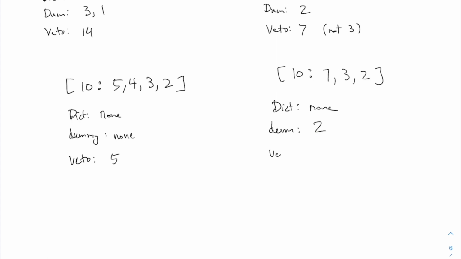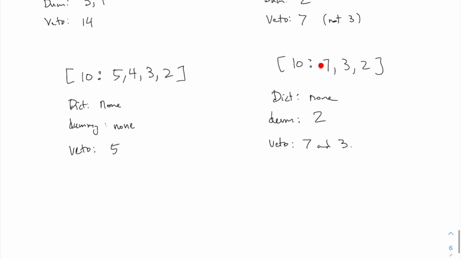And what about veto power? 7 and 3, I agree. The 7 is definitely necessary to make it to 10 because the other 2, 3 and 2, cannot make it to 10 without the 7. And similarly, the 2 and the 7 cannot make it to 10 without the 3 because they only add up to 9, 2 and 7. All right? What about the 2? Does the 2 have veto power? No, because the 7 and the 3 can make it without the 2.